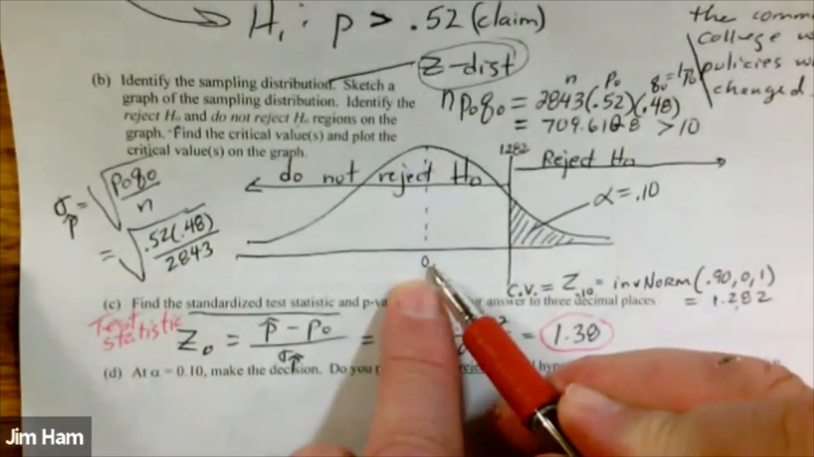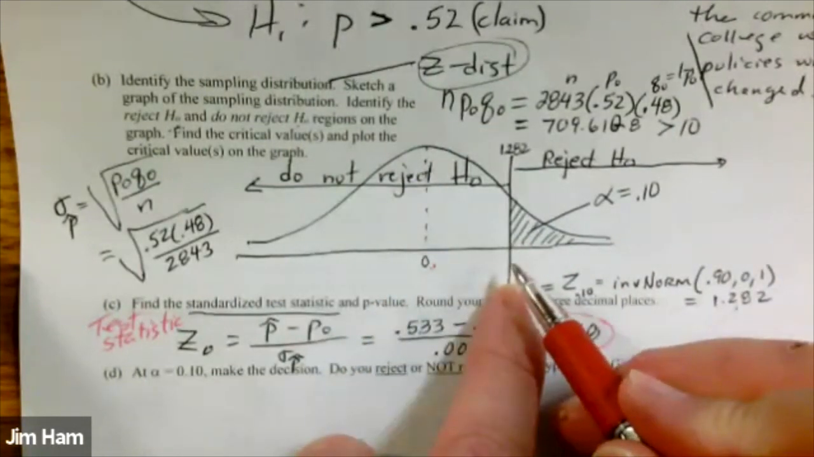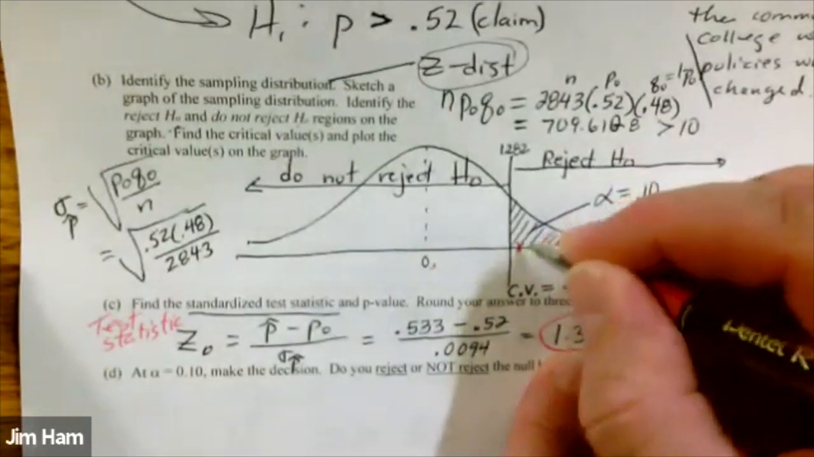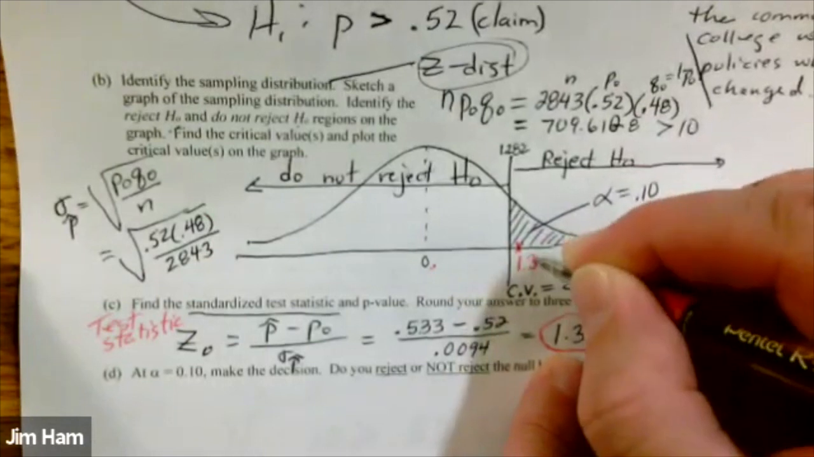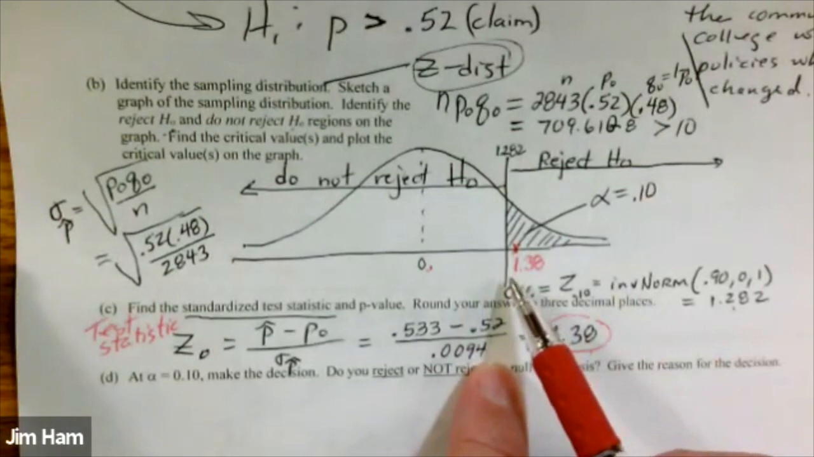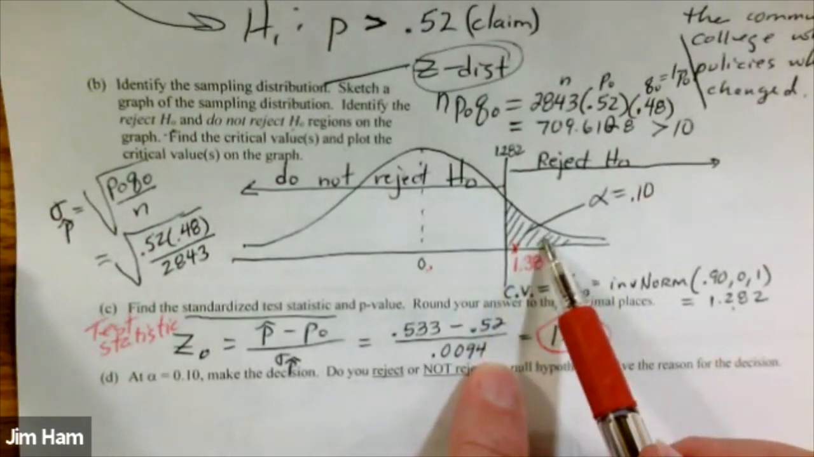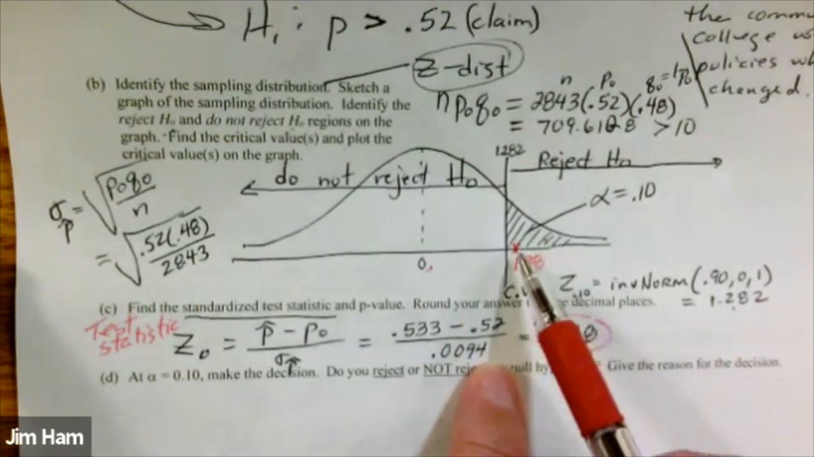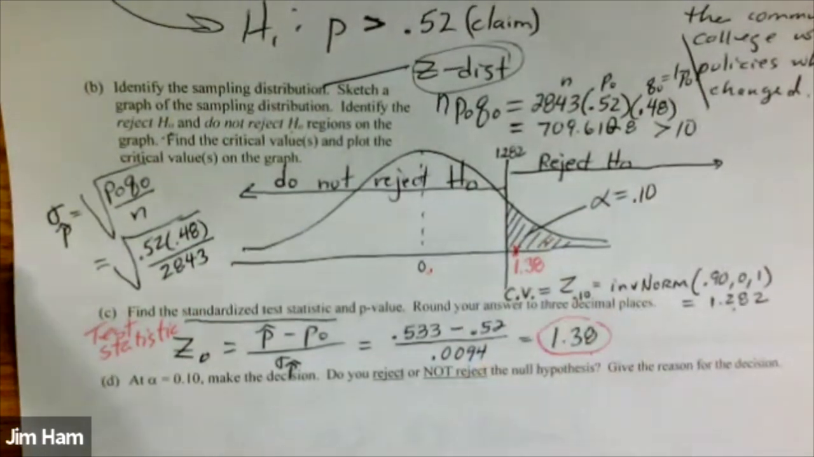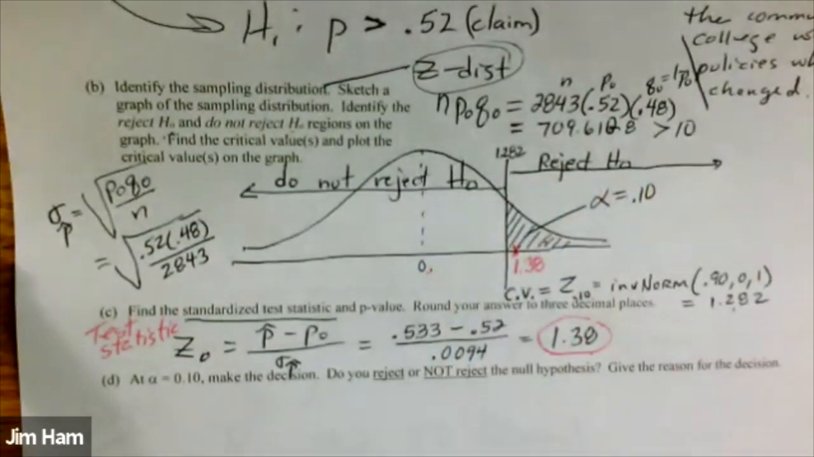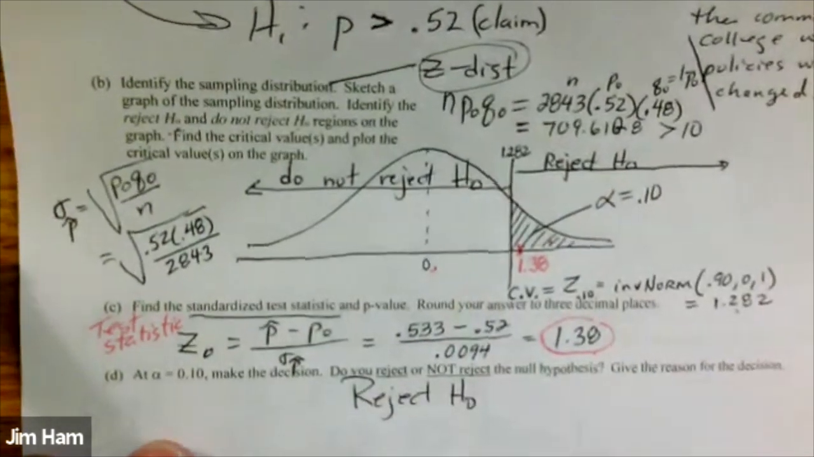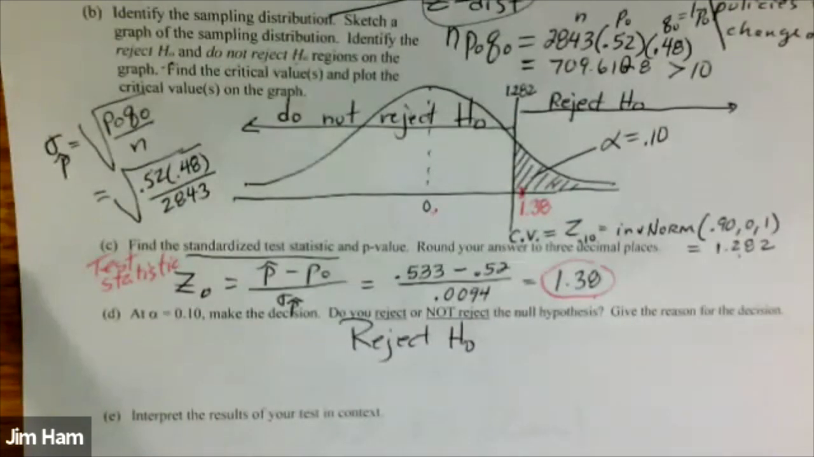We're also going to plot this value on our horizontal scale. Here is 0, and here is 1.282, and 1.38 then would be right about here. It's just over this line in the sand, but it puts us into the reject region. So when we plot this number, it puts us into this critical region here in the reject region. So our decision is reject the null hypothesis. Give the reason.